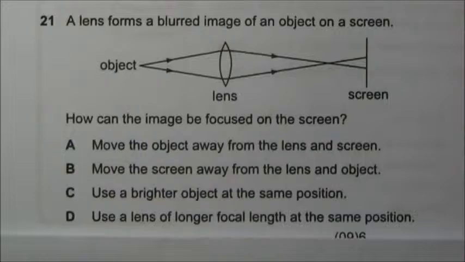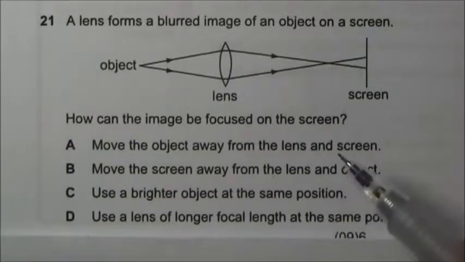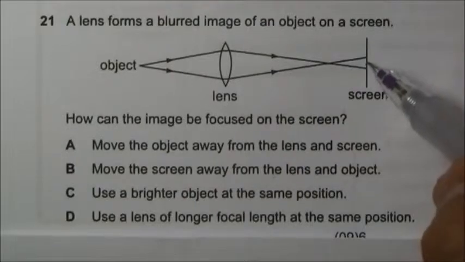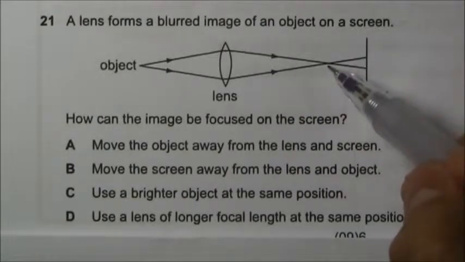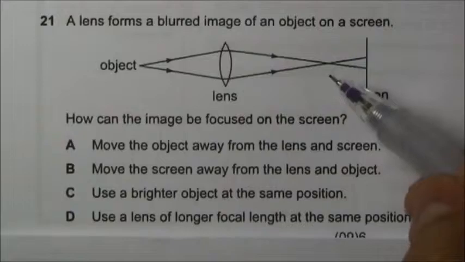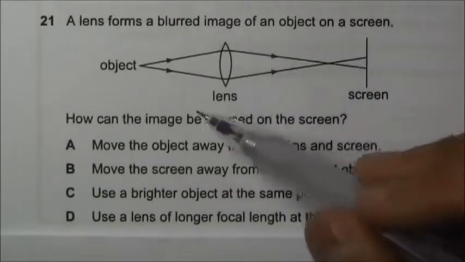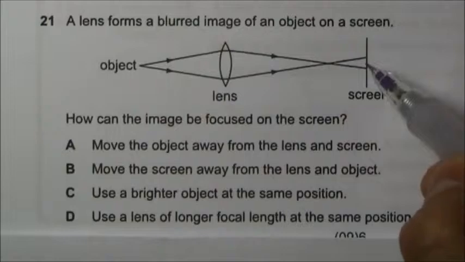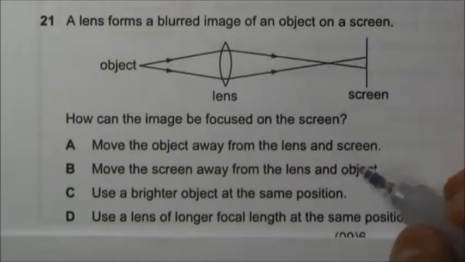Okay, in this question, we have a blurred image because the image is formed here and the screen is here. So the screen does not really capture the image. What can we do to focus the image on the screen? That means we have to make sure that the light rays converge or intersect each other at the screen. Okay, let's look at the 4 options.